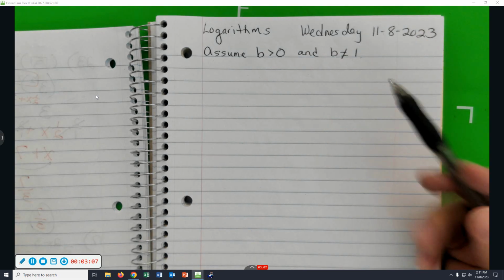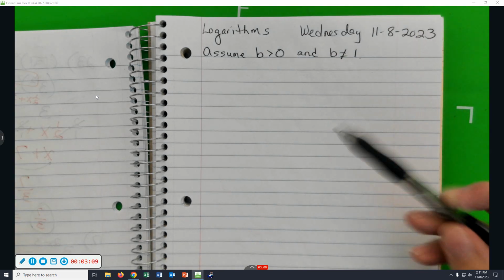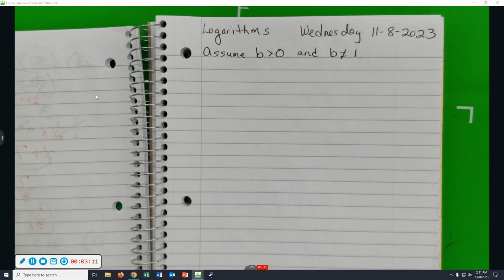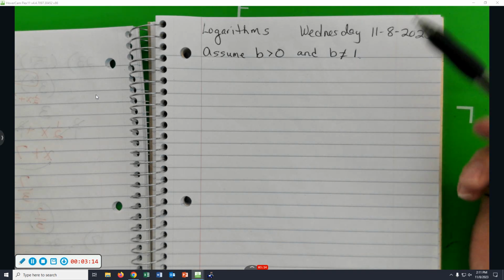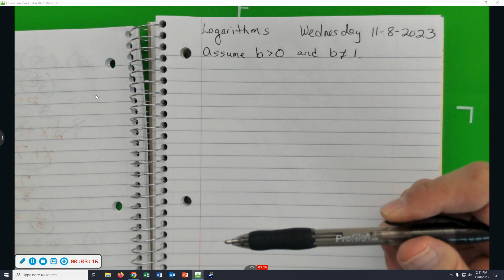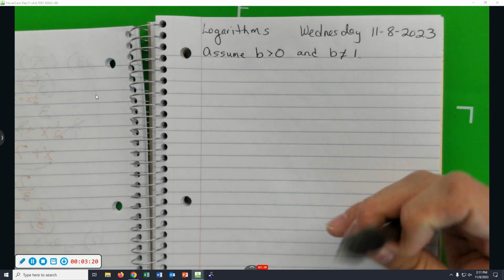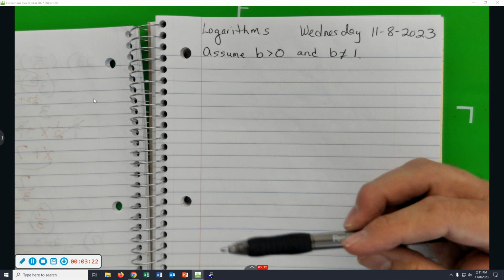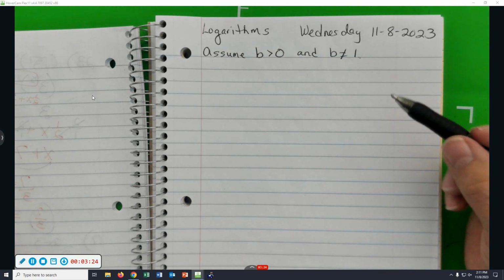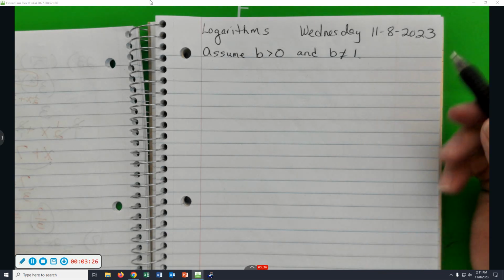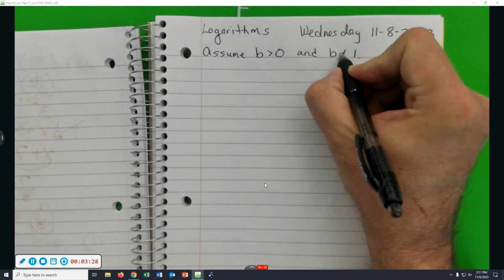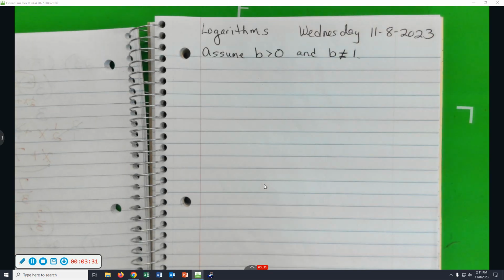And why am I saying not the number 1? Well, thinking in terms of exponents, 1 to any power is always what? 1 to the millionth. 1 times 1 times 1 a million times is still going to be what? 1. That's why we don't bother with a base of 1, because 1 to anything is still 1.